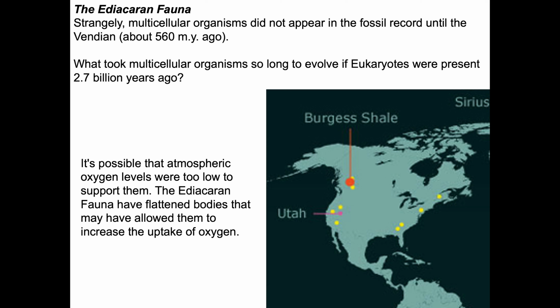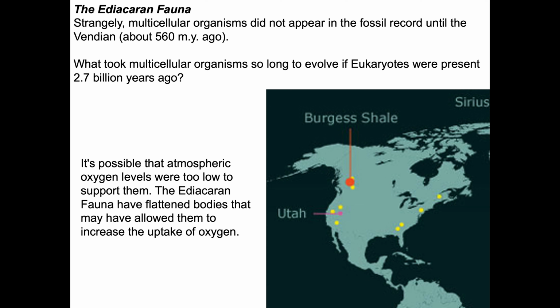What's the problem here? Why did it take multicellular organisms so long to evolve if the basic building block was there 2.7 billion years ago in the form of a eukaryote? One idea is that oxygen levels were too low to support them. The Ediacaran fauna have flat bodies, and you'll see they have some complex body forms that increase their surface area to volume ratio and therefore could increase their intake of oxygen.